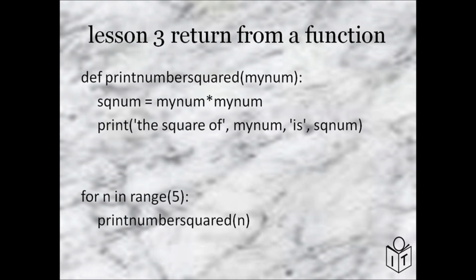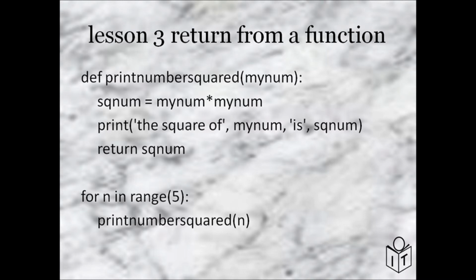Going back to our function that prints a statement of a number and the square of the number, now we want to return something from this function. So first of all we add the term return and then the thing that we want to return, which is the variable of the square of the number, sqnum in this case.